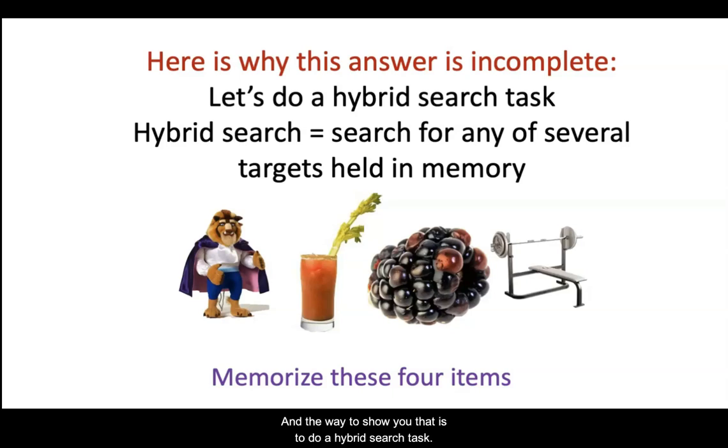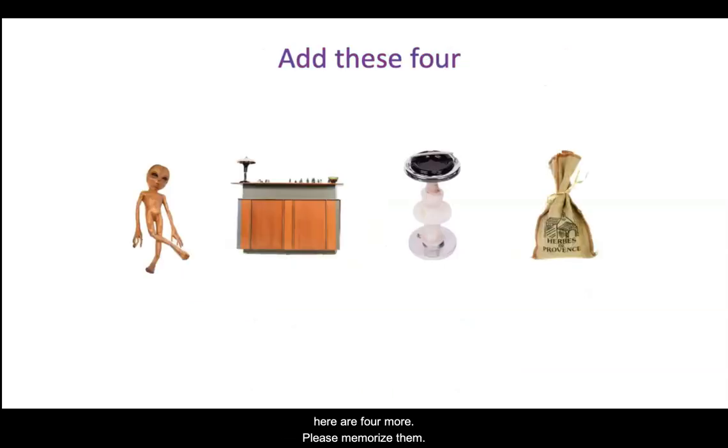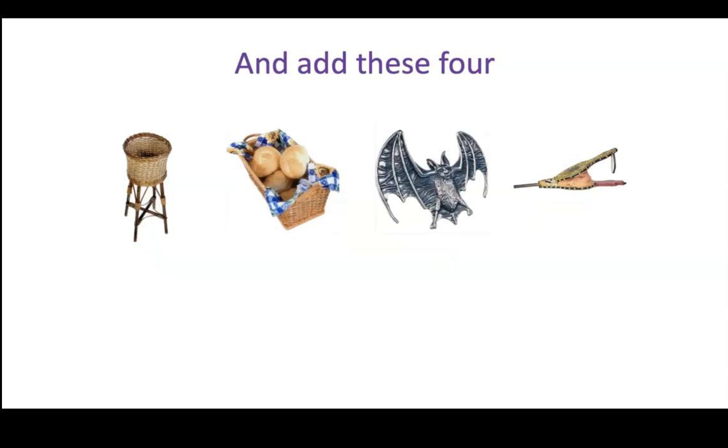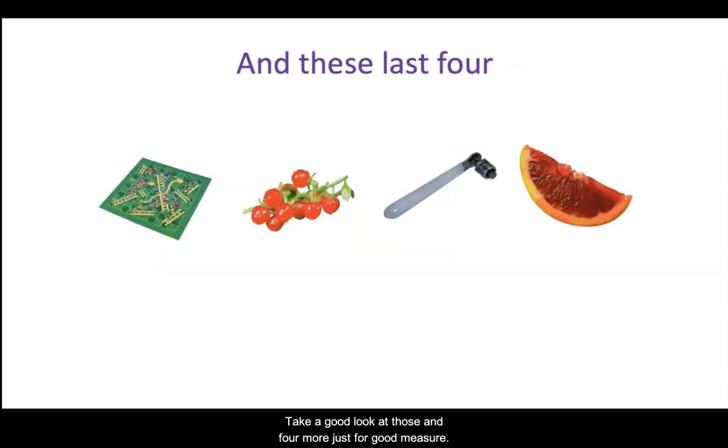And the way to show you that is to do a hybrid search task. In a search task like the ones we were doing earlier, I was saying find a T. Now I'm going to ask you to find any of several possible targets that you're going to hold in memory for me. So here are 4 of those targets. But just to give you a bit of a challenge, here are 4 more. Please memorize them. And here are 4 more. Take a good look at those. And 4 more just for good measure.